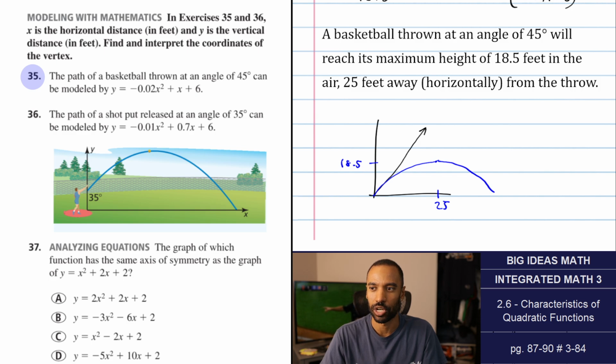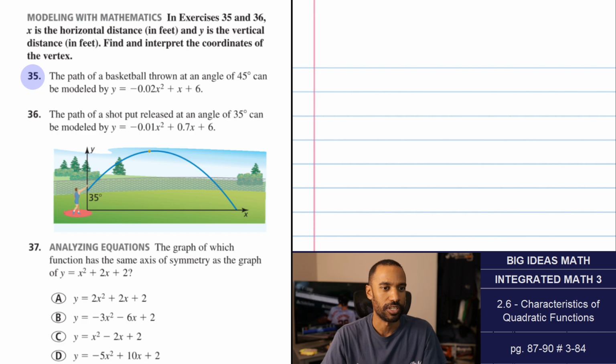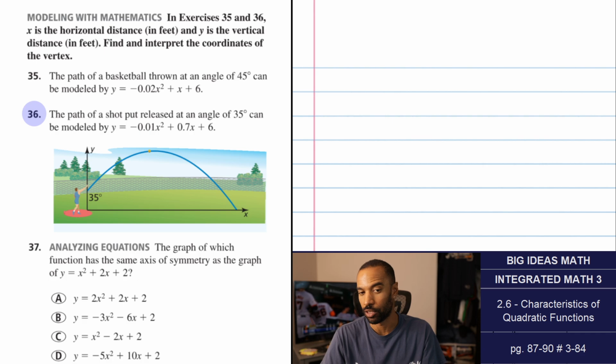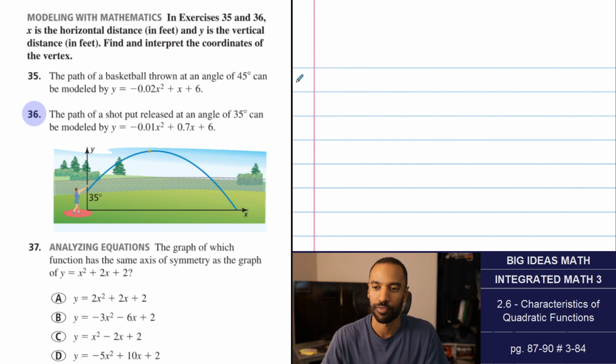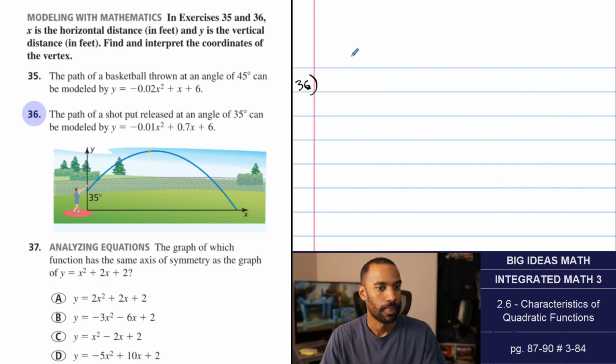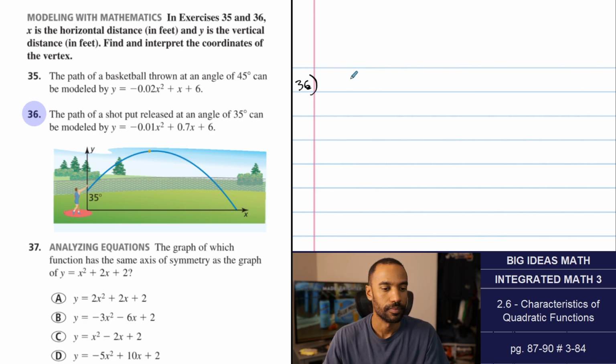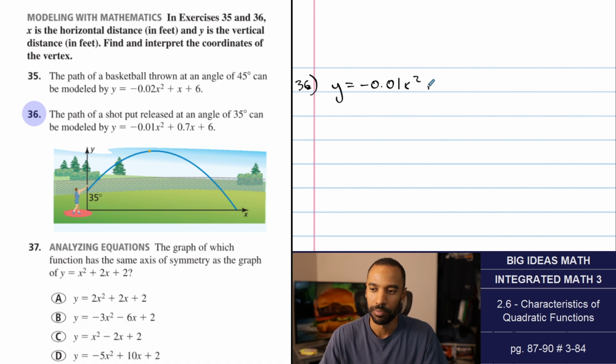All right, that's the answer when interpreted in context. There's the vertex right there. So let's move on to number 36. The path of a shot put released at an angle of 35 degrees, even lower, can be modeled by y equals negative 0.01 x squared plus 0.7 x plus 6. All right, let's find the vertex of that. And by the way, they did mention vertex. Never mind.